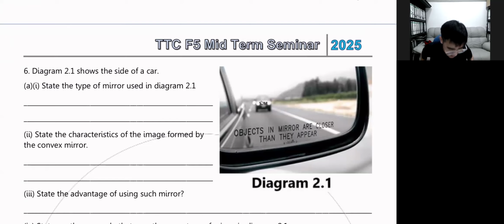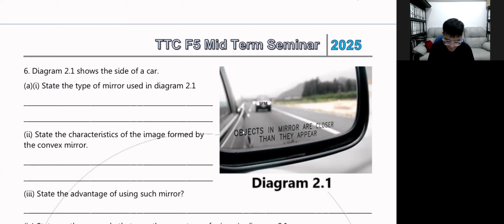Okay, so come, let us look at this question. Question 6A1 asks you to state the type of the mirror used in diagram 2.1. So do you know what type of mirror a car side mirror should be using? A car side mirror should be using a convex mirror. Yes, convex, not concave. Convex. Okay, so why convex mirror?